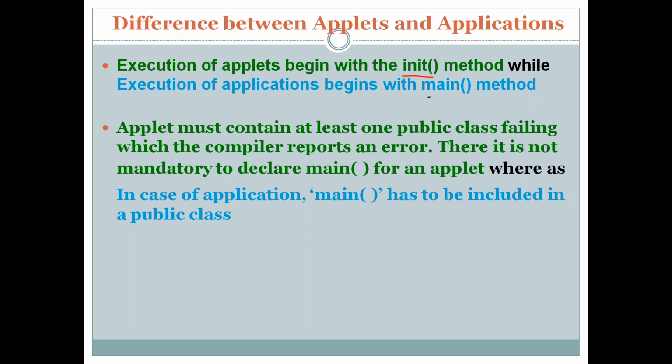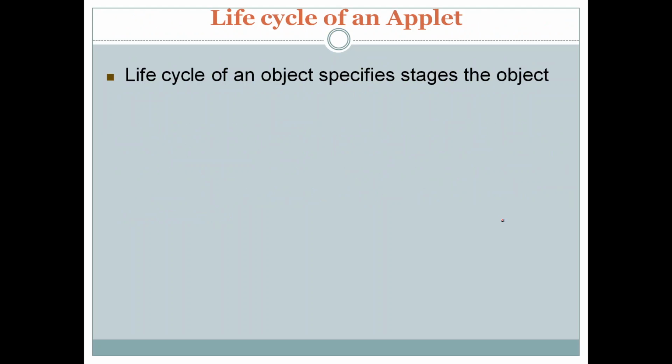Applets must contain at least one public class, failing which the compiler reports an error, and it is not mandatory to declare a main method for an applet. Whereas in case of an application, the main method has to be included in a public class. So an applet must contain at least one public class. If you do not have a public class in an applet, it will generate an error message, but there is no such constraint in applications. Applications use a main method, and that is generally included in a public class.